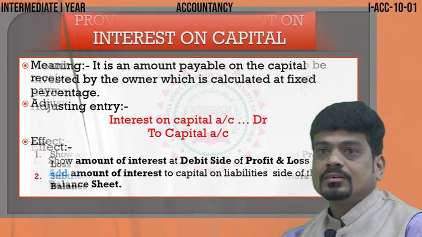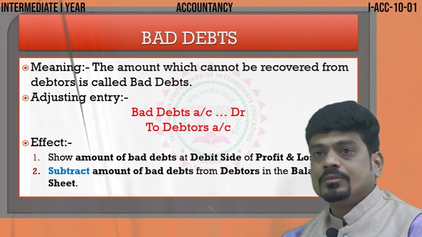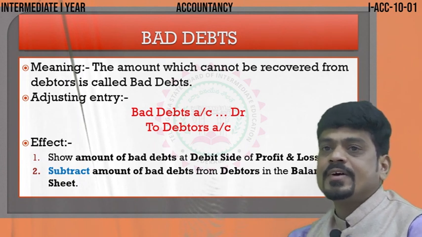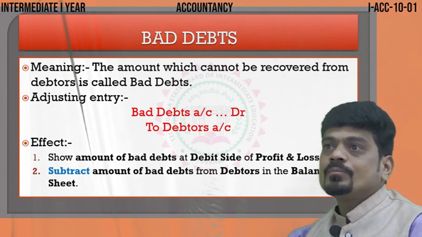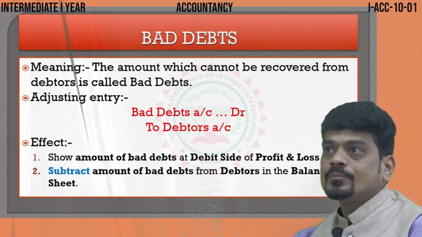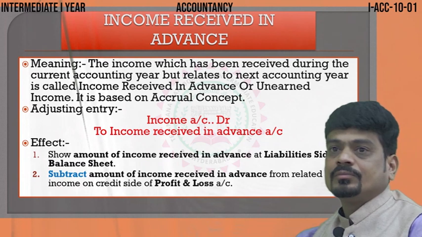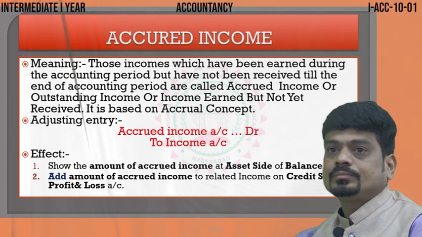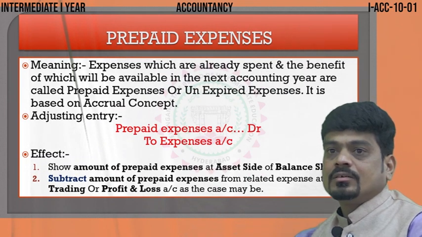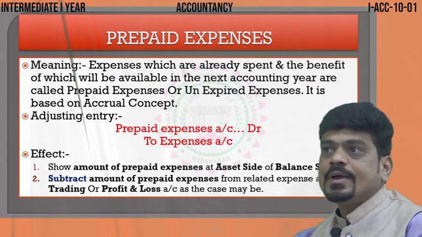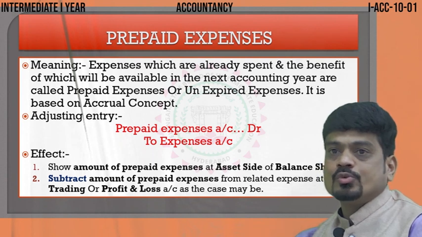You can see from here, bad debts, compulsory adjustment. These are the 5 which you are going to get in the exam. Bad debt. I request you all to concentrate on the effects more. How I have written, focus on those. Depreciation, accrued income, prepaid expense. These are the compulsory adjustments which we are going to have for exam in the final accounts question.